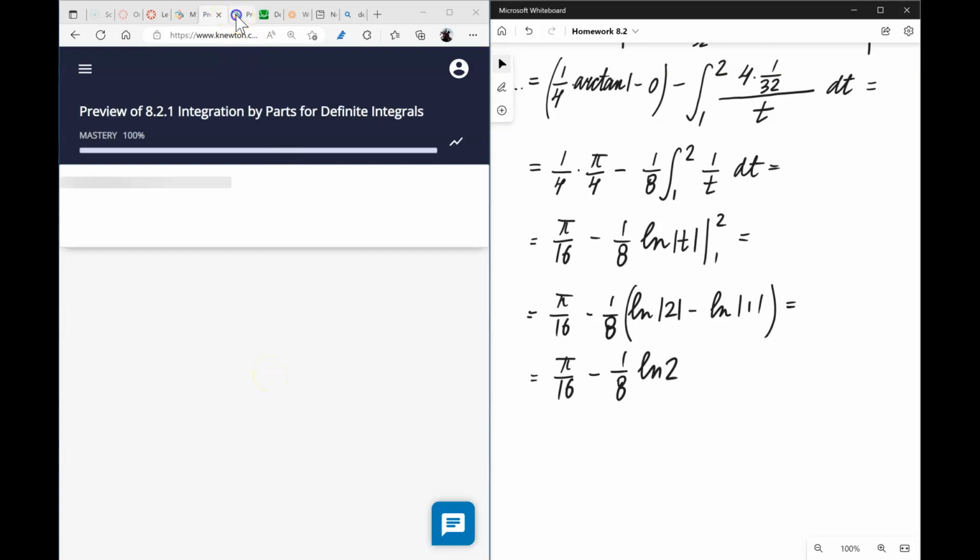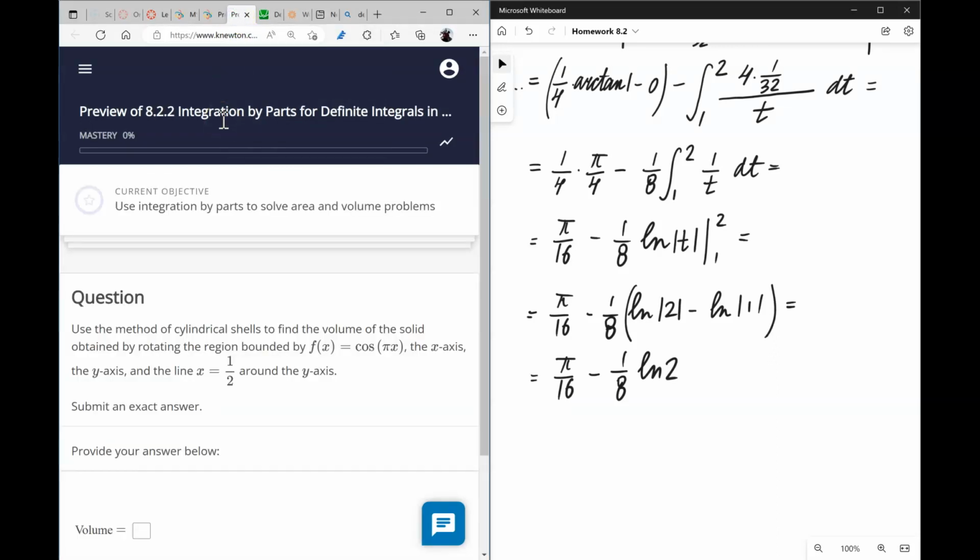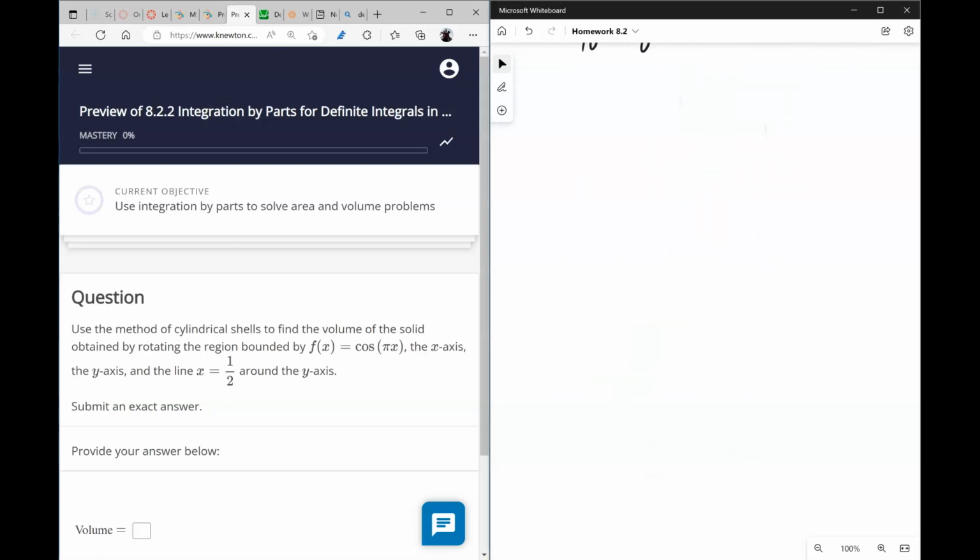Now that we finished the first part of the homework, we are going to try the second part, in which the integrals are not going to be given to us, but we'll have to create them as a part of some application. So in question number 5, we are asked to find the volume using the method of cylindrical shells.